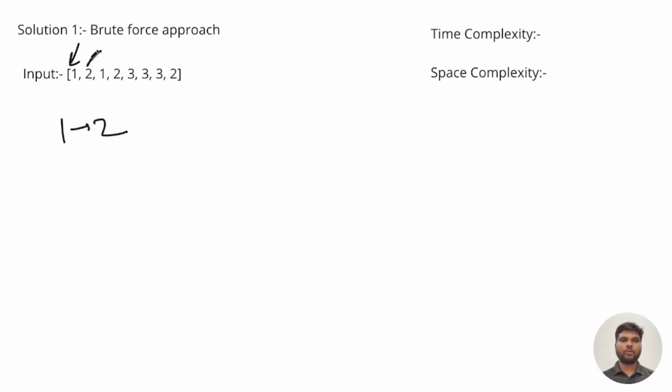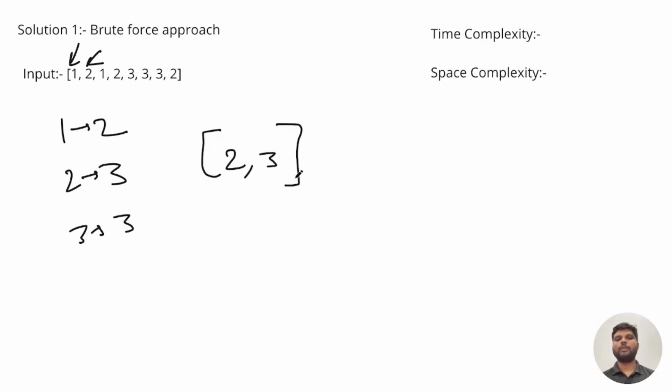Then we will go to this 2 and calculate the number of occurrences. 2 has 3 occurrences, right? Similarly, we will go to this 1 again and count the number of occurrences. Then we will go to this 2, then to this 3. So we will have 1 with 2 occurrences, 2 with 3 occurrences, and 3 with 3 occurrences. Then we will just list down which elements have more than n by 3 occurrences. Currently we have 2 and 3 with more than n by 3 occurrences, so that's what we will return in the result.